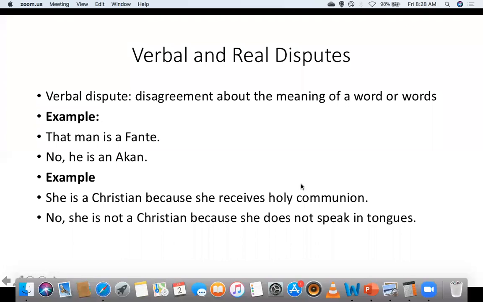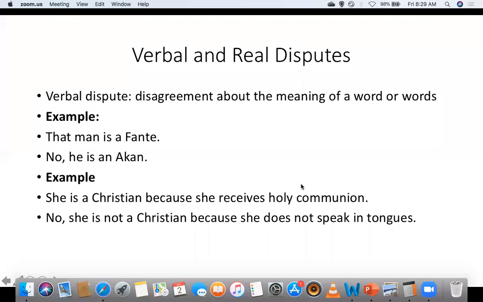Let's see another example. She is a Christian because she receives Holy Communion. No, she's not a Christian because she does not speak in tongues. So this argument arises because of a lack of a clear understanding of what being a Christian is. What is it to be a Christian? Is it when you receive Holy Communion that you are a Christian, or is it when you speak in tongues that you are a Christian? So it arises because of lack of understanding of what being a Christian is. So it is a verbal dispute.